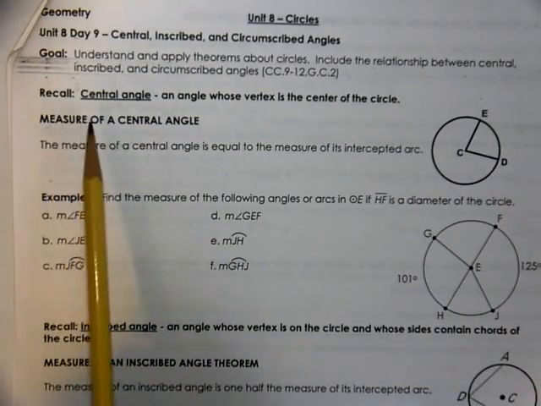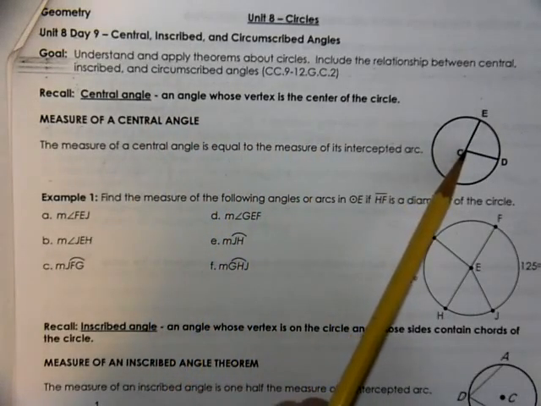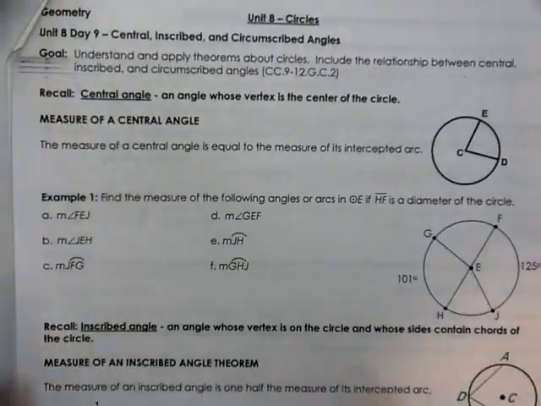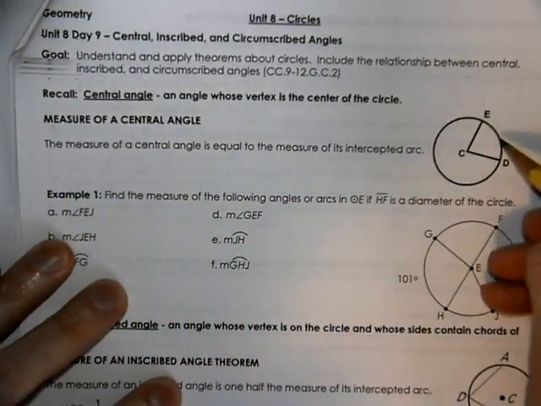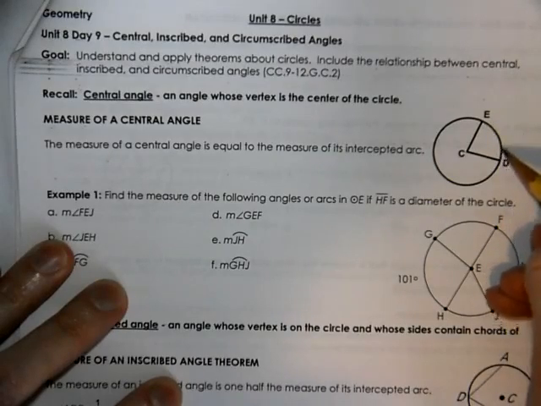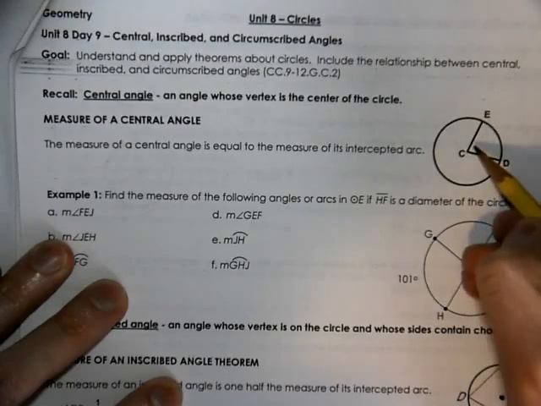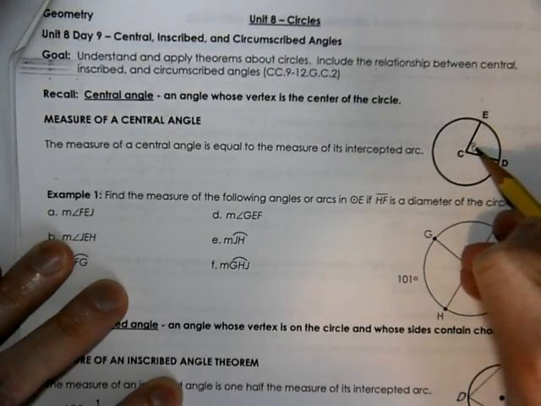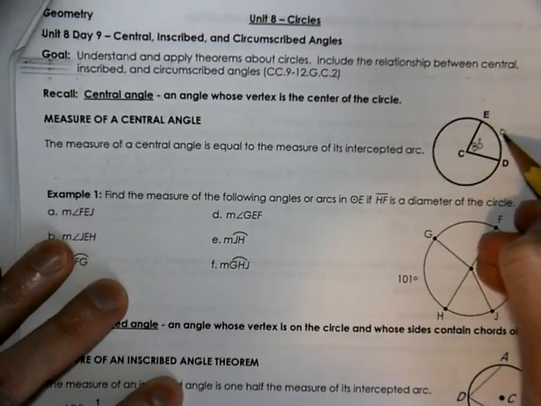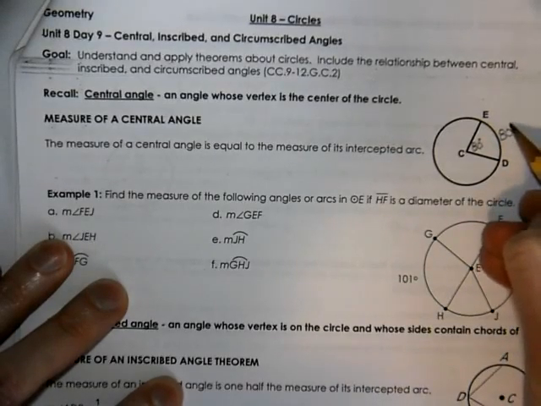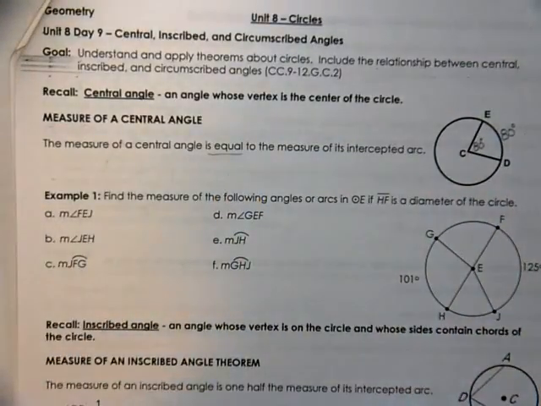From what we learned in a previous lesson, a central angle is an angle whose vertex is at the center. The measure of the central angle is equal to the measure of its intercepted arc. The intercepted arc is the arc that is formed when the angle touches the edge of the circle. So if the central angle is 80 degrees, then the intercepted arc would also be 80 degrees because they are supposed to be equal in measure.